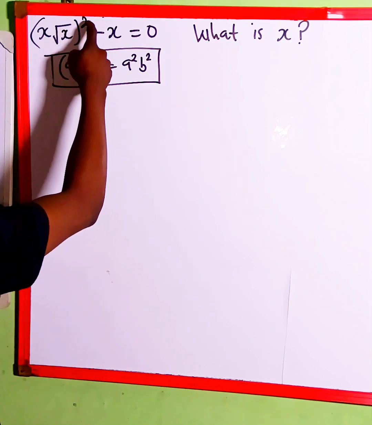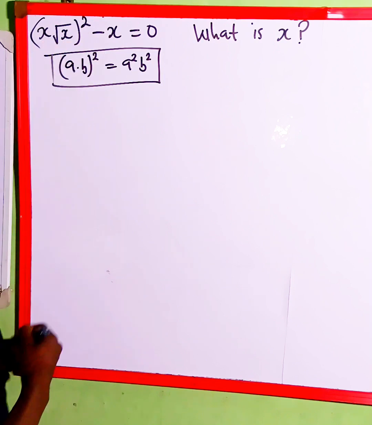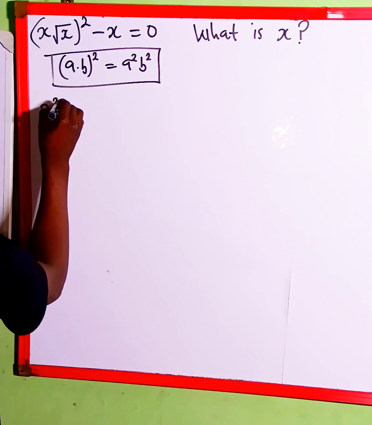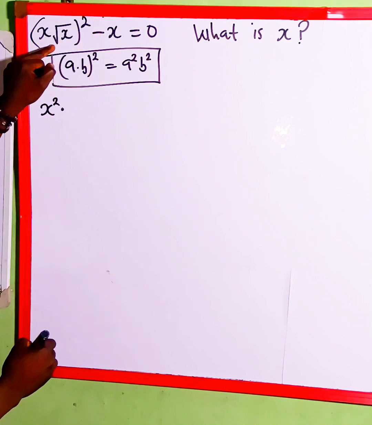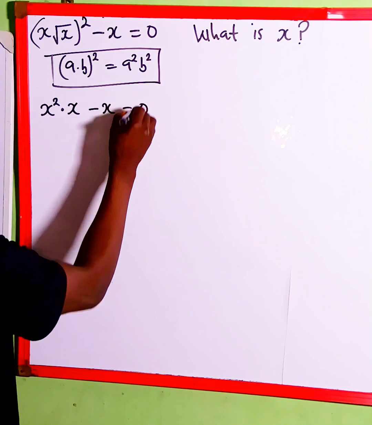So this square is going to affect x, and it also affects the square root of x. We are going to have x to the power 2, which gives x squared, multiplied by the square root of x, squared. The square cancels the square root, so it will remain only x. Then minus x is equal to 0.